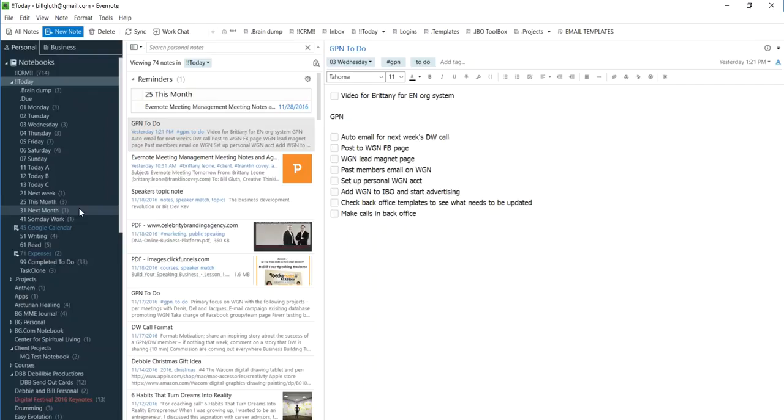So again, the numbering convention you use is irrelevant. We're just numbering to order these notebooks in the order we want them. So in other words, I want next week and this month together. So I named them in the 20s, ordered them in the 20s, and the next month I want 31 to be by itself. Sunday work is always a good thing. I put that in there.